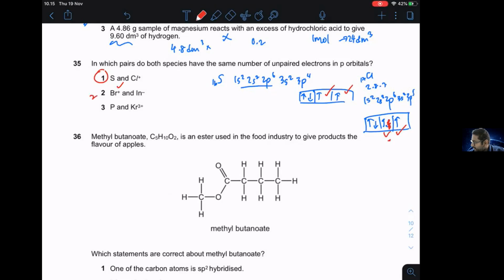And then In, okay, let's actually look at In. Indium is going to be group 13, so generally they follow like aluminium. Aluminium is 13. So 1s2, 2s2, 2p6, 3s2, 3p1. If you get 1 more, then they will actually have 2. So for this one, it's going to be different than Br plus. So definitely wrong.